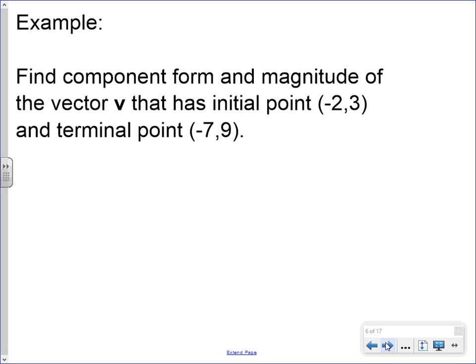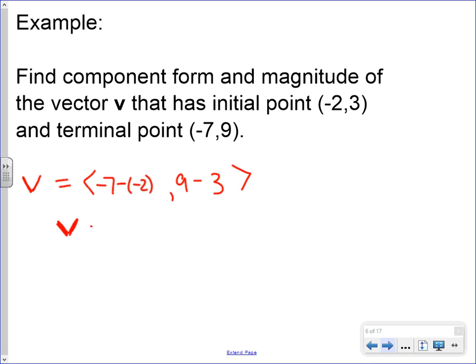Okay, so in order to find vector V, and do you notice how the letter V is bolded? Vectors are named with bolded letters. Okay, so if it is a vector, it will be bolded. So vector V, to put it in component form, the process we need to take, what do we need to do with those two coordinates, Tiger? Okay, terminal minus initial for our x component, terminal minus initial for our y component, or vertical component.